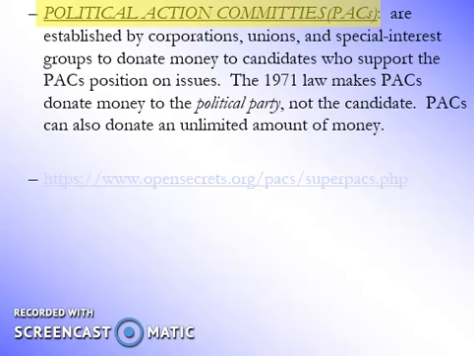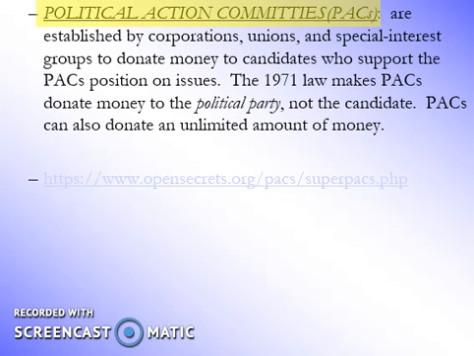A PAC is basically something that is established by a corporation or a union or a special interest group, and it's to donate money to candidates who support the PAC's positions and issues. Now again, that 1971 law makes the PACs donate to a political party and not a candidate.